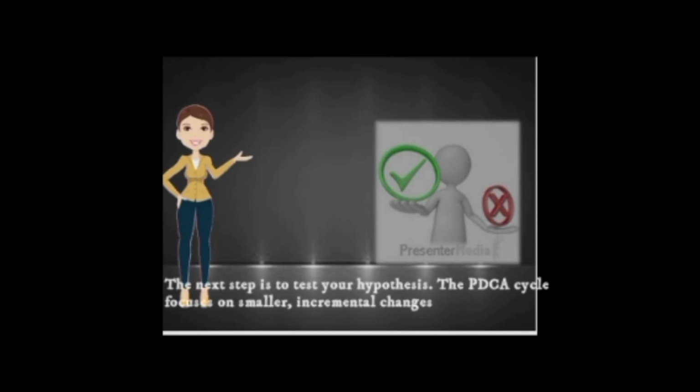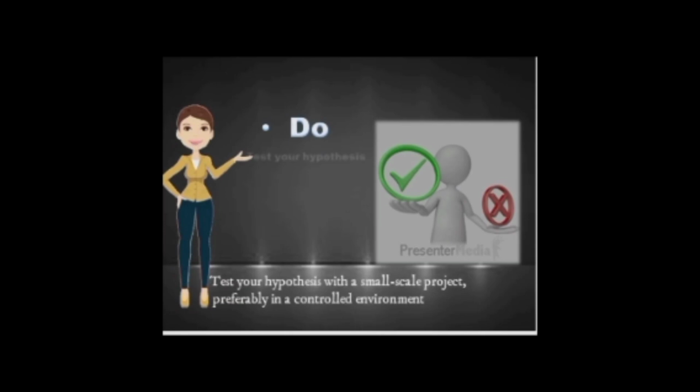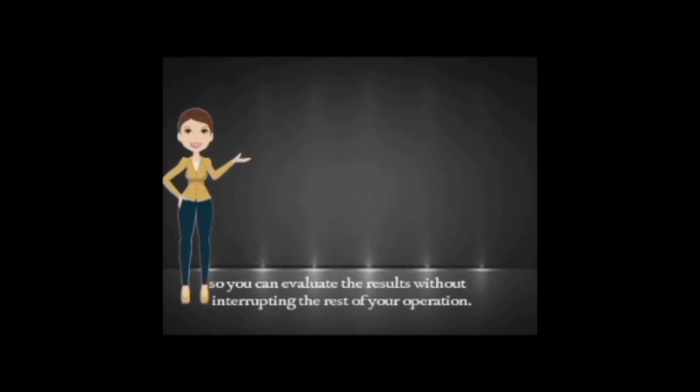Do. The next step is to test your hypothesis. The PDCA cycle focuses on smaller, incremental changes that help improve processes with minimal disruptions. Test your hypothesis with a small-scale project, preferably in a controlled environment, so you can evaluate the results without interrupting the rest of your operation. You might want to test the solution in one team or within a certain demographic.